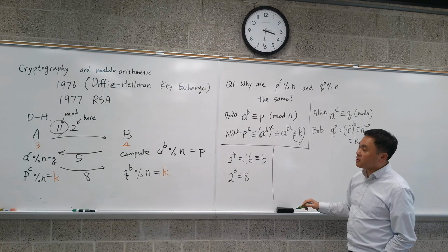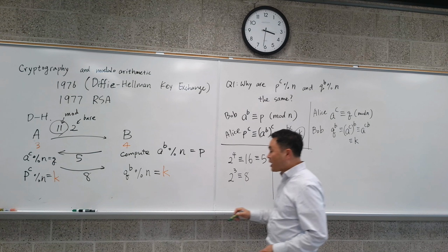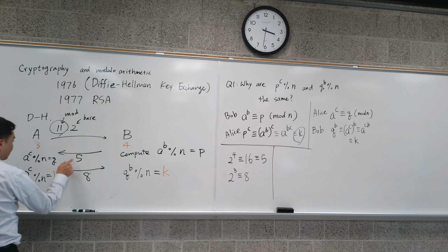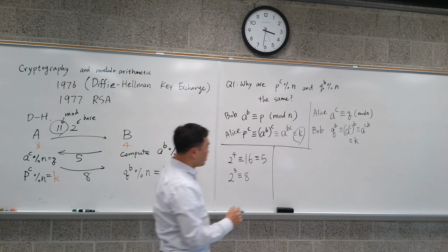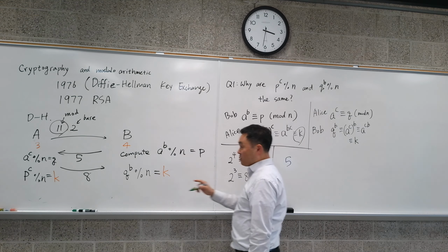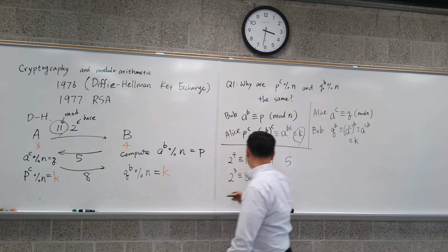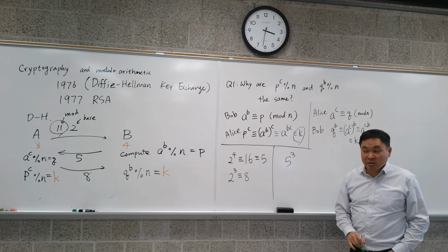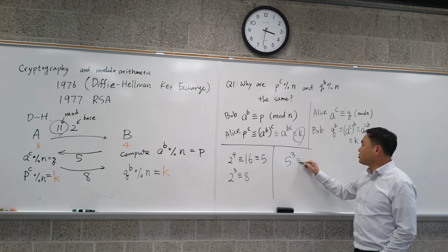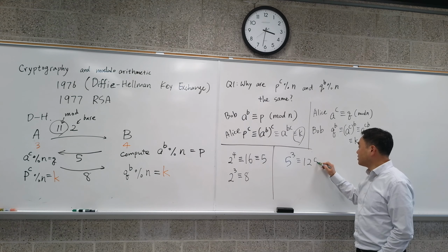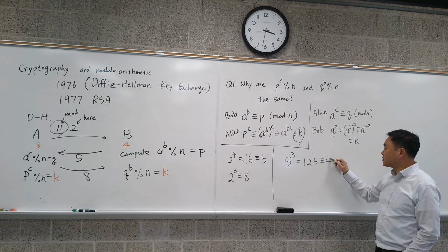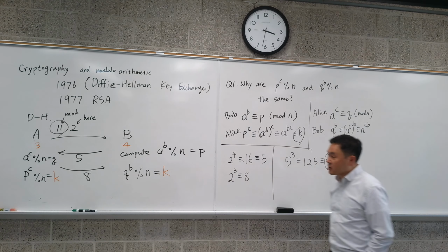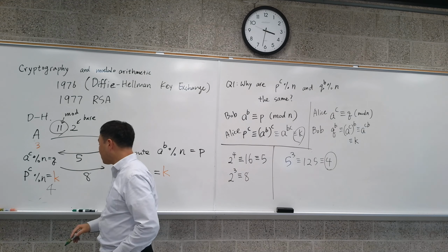On the other hand, now Alice has this number 5, and Bob has this number 8. Alice is going to take that number 5 and raise it to the power of her key, 5 to the third power mod 11, which is 125. Well, 121 is a multiple of 11, so this is going to be 4. So 4 will be the value of k that she is going to calculate.